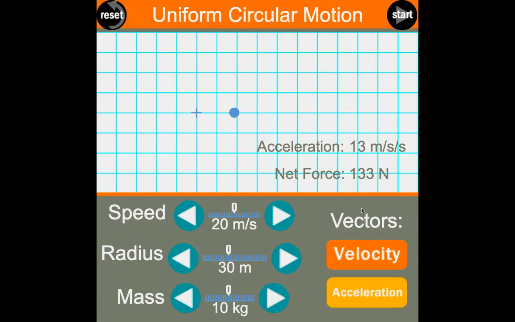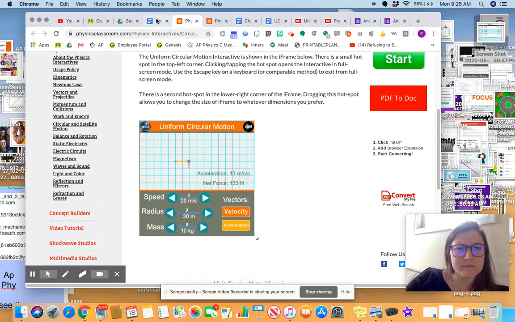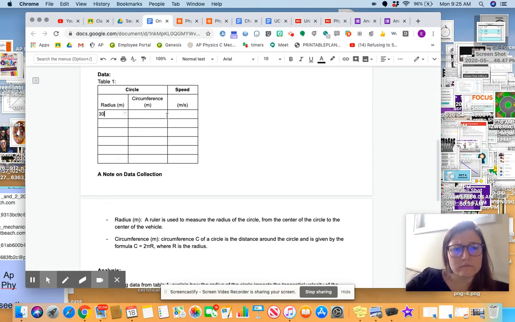So here's my simulation. I want to click velocity vector and acceleration vector, just to remind myself that the acceleration is center seeking and the velocity is tangent to the circular path. I'm going to record my radius. So I'm going to start with 30 meters. To find the circumference, right, we have circumference equals 2 times pi times radius, which gives us the distance traveled around the path when it makes one cycle.